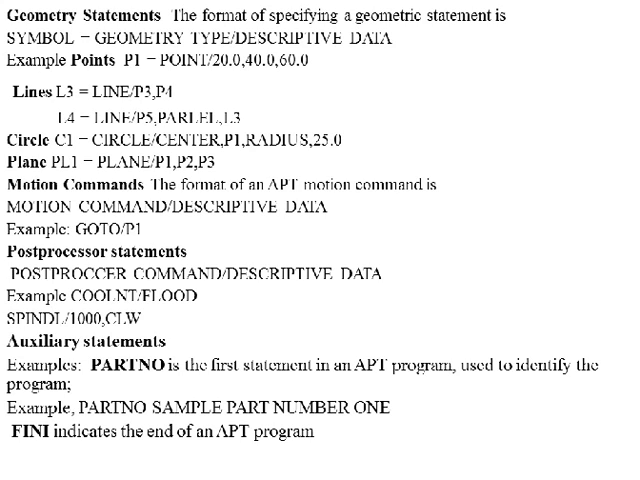So the statements that are used in an APT program are geometry statements, motion commands, post-processor statements and auxiliary statements, and I have discussed examples of them here.